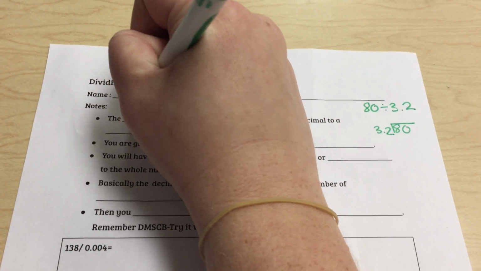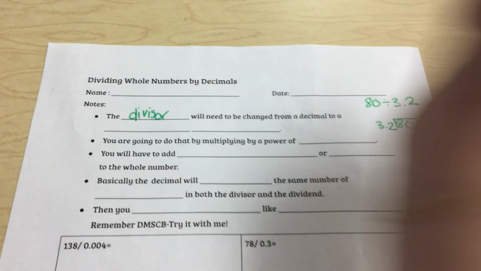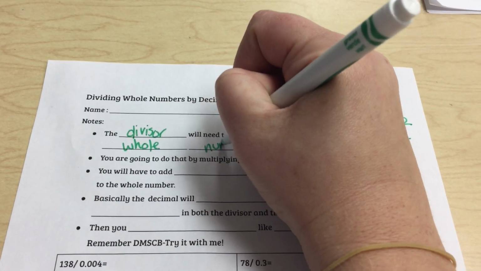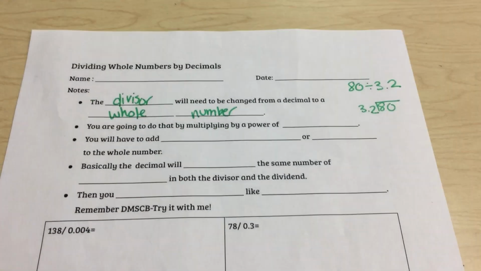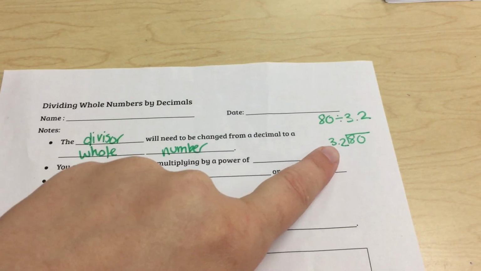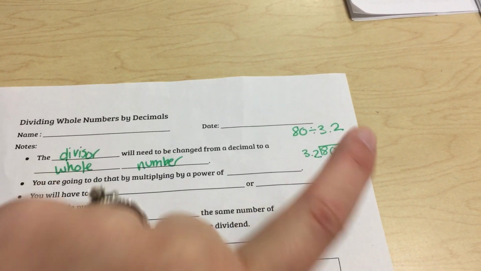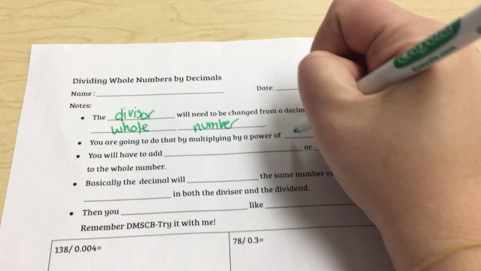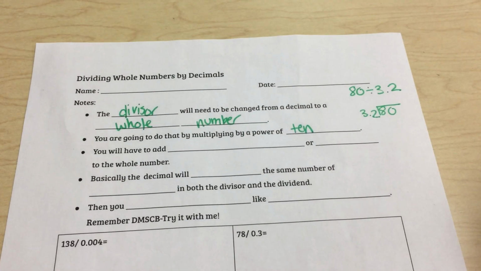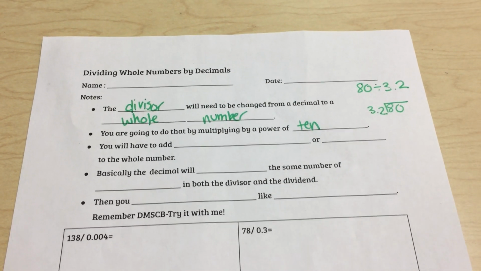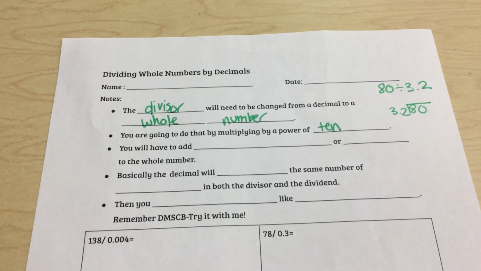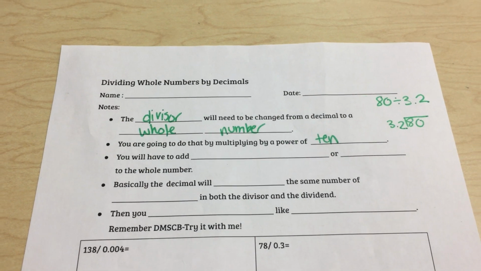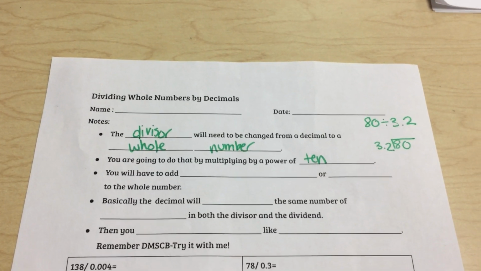So the divisor will need to change from a decimal to a whole number, which means we want to move our decimal one place to the right, which is not how decimals normally move. The way you're going to move your decimal is by multiplying by a power of 10. Meaning you're going to multiply it by 10, 100, 1,000, 10,000, 100,000, million, and so on. You probably won't use that high, but it is possible.